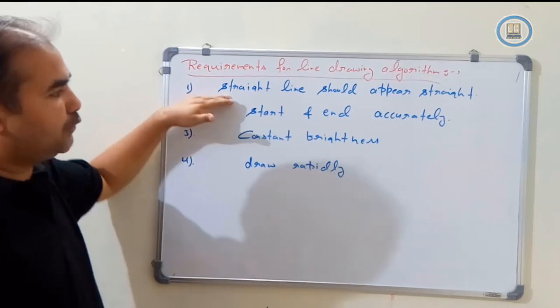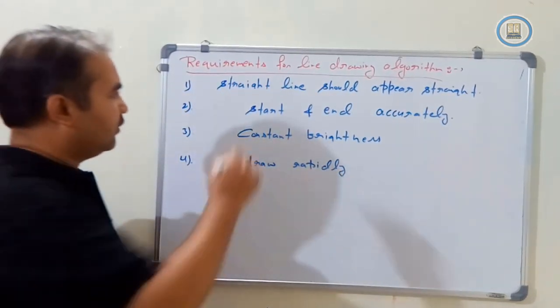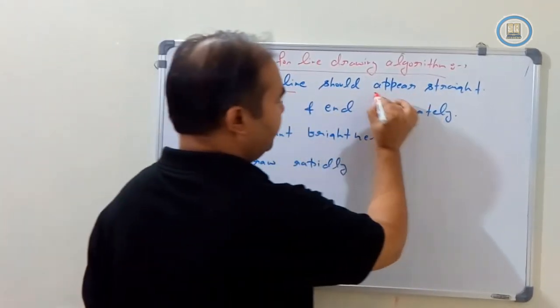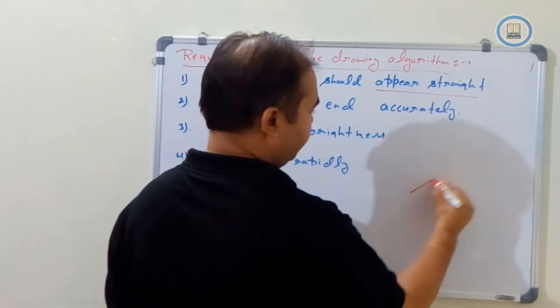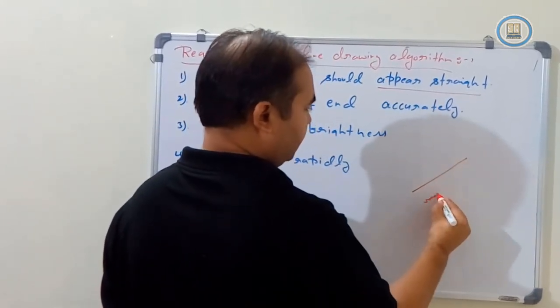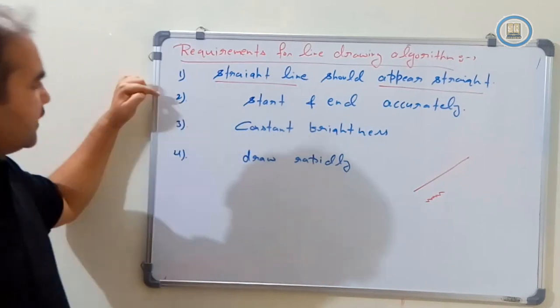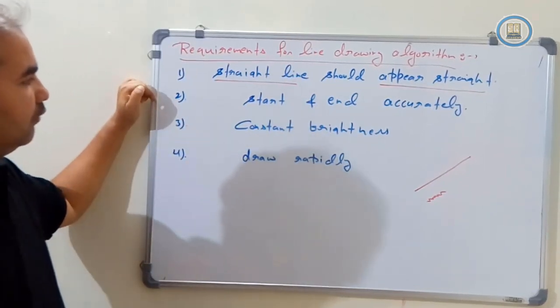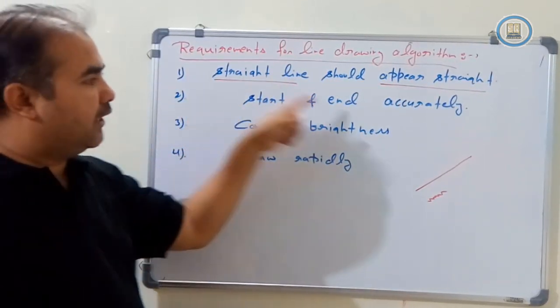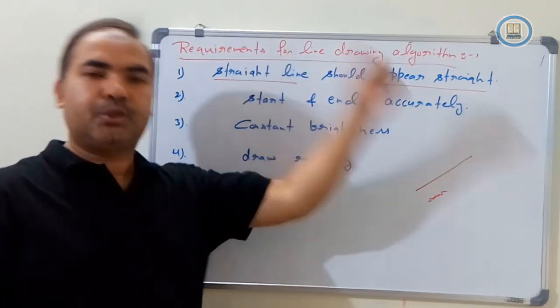That is, the straight line should appear straight. When we are going to draw the straight line, it should appear straight. It should not display in a zigzag manner. The next requirement of the line drawing algorithm is that the start and end point should be accurate.